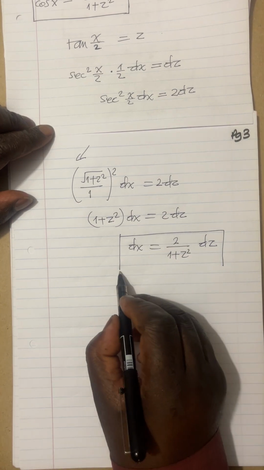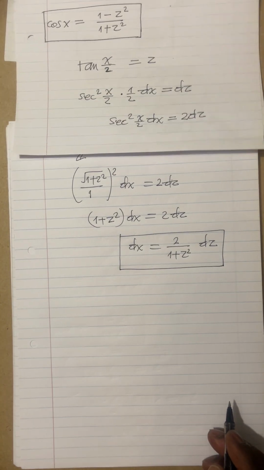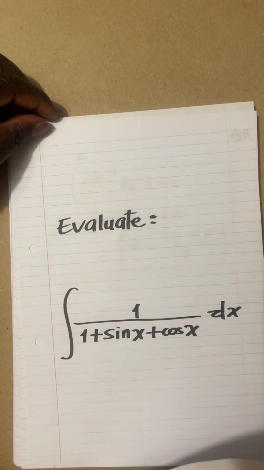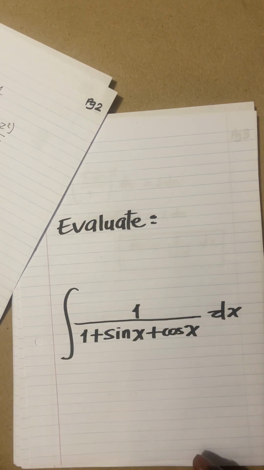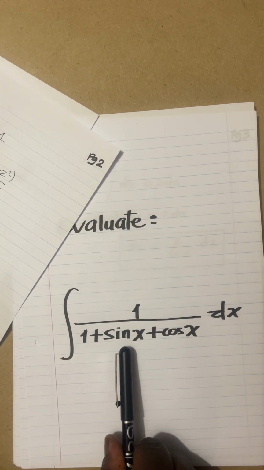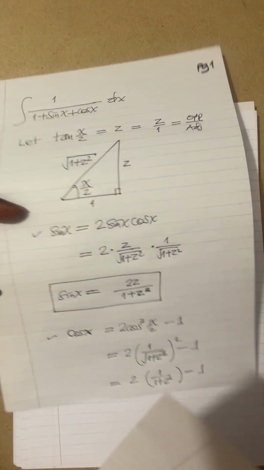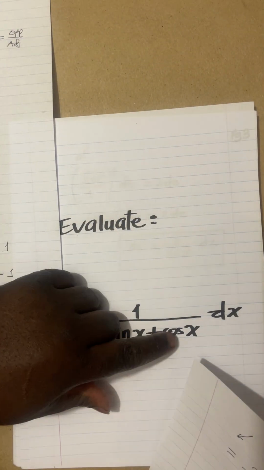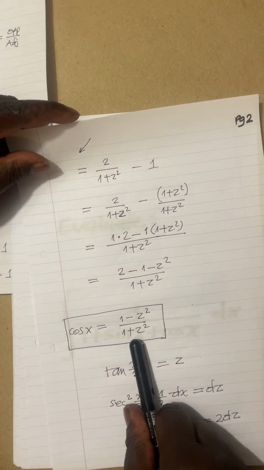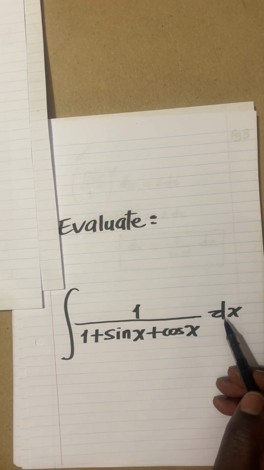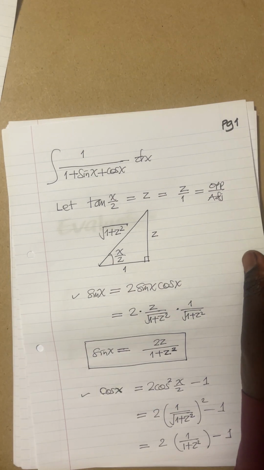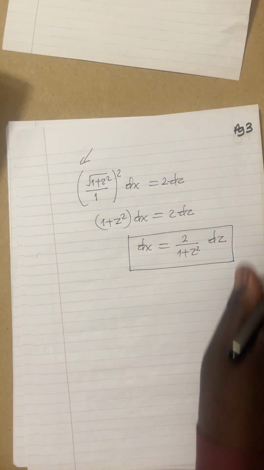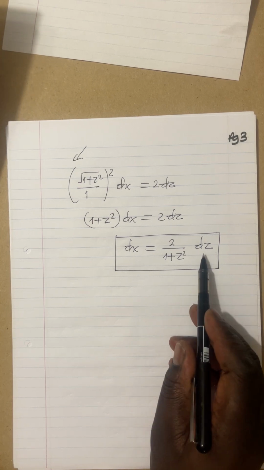So we have 3 results now, and therefore this integral here can be totally transformed into z instead of x as our variable, dummy variable. So this one here changes from sine x to 2z over 1 plus z squared. Cosine x changes to 1 minus z squared over 1 plus z squared. And then dx changes to an expression underneath this page here. Dx changes to 2 over 1 plus z squared dz.